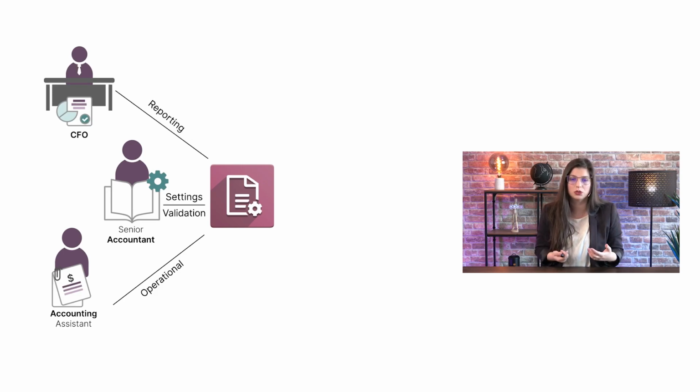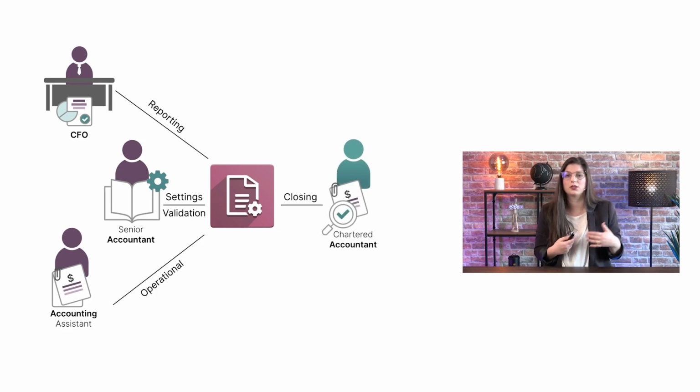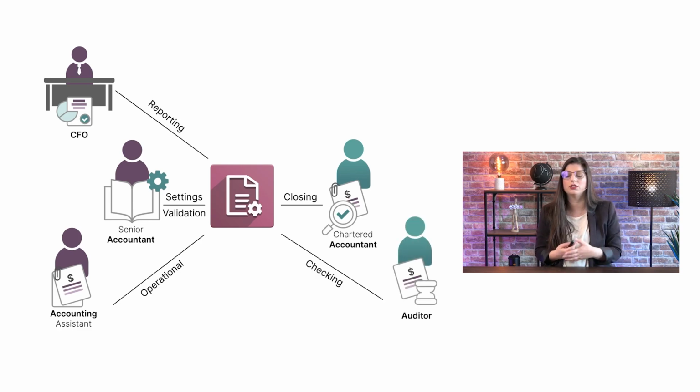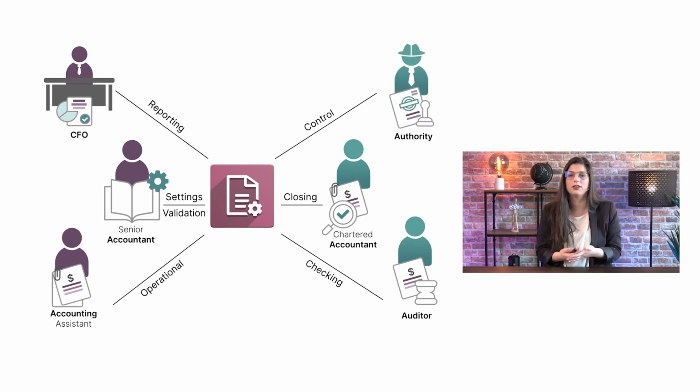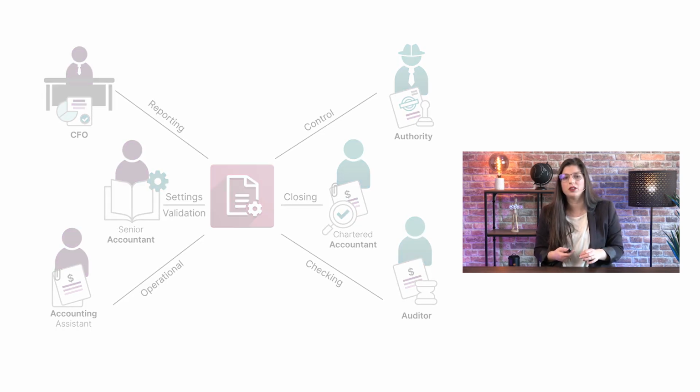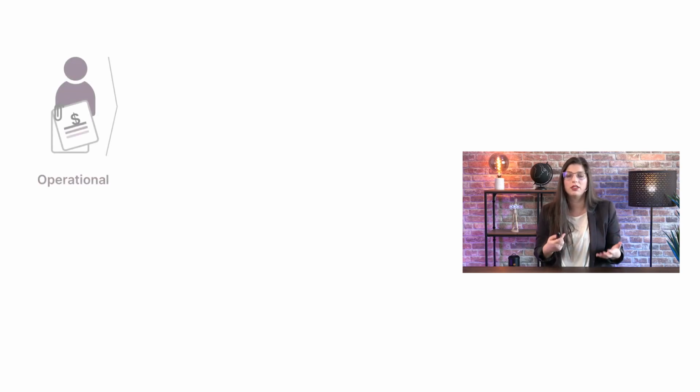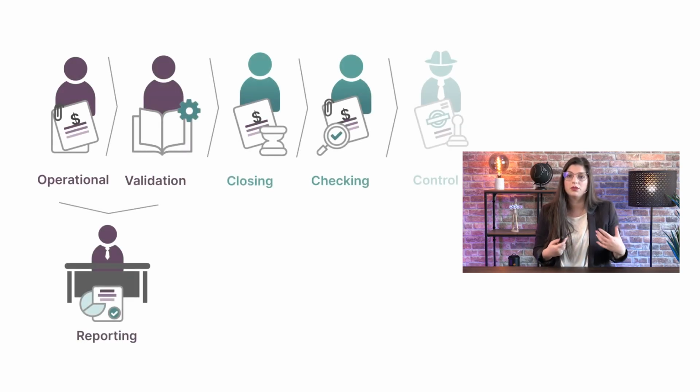And all those information are going to be exploited from the CFO to make sure that the financial health of the company is ensured. On the external side, we might have some interactions with the chartered accountant to close our tax periods and our fiscal year, and also have a check from the auditor to make sure that our accounting is done properly. And lastly, the authorities that will control that our accounting is done by the rules. The accounting process is difficult, but you need to remember that all the responsibilities that we've talked about can be managed all within our accounting application.